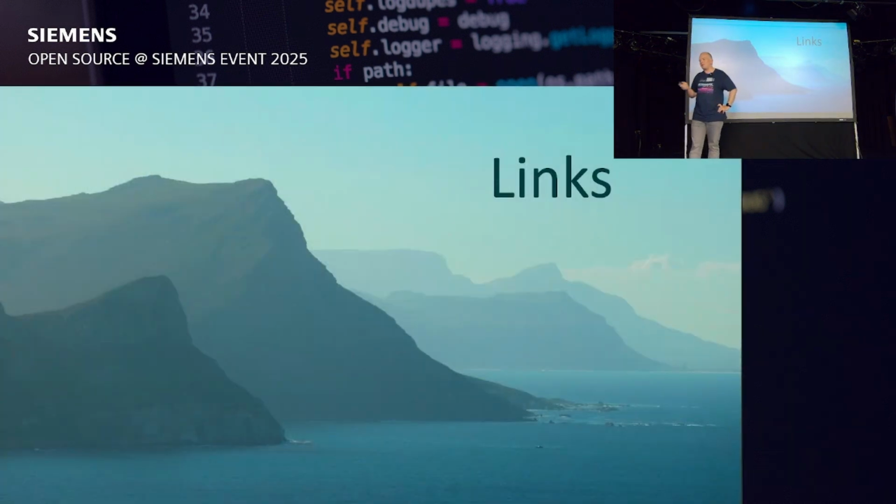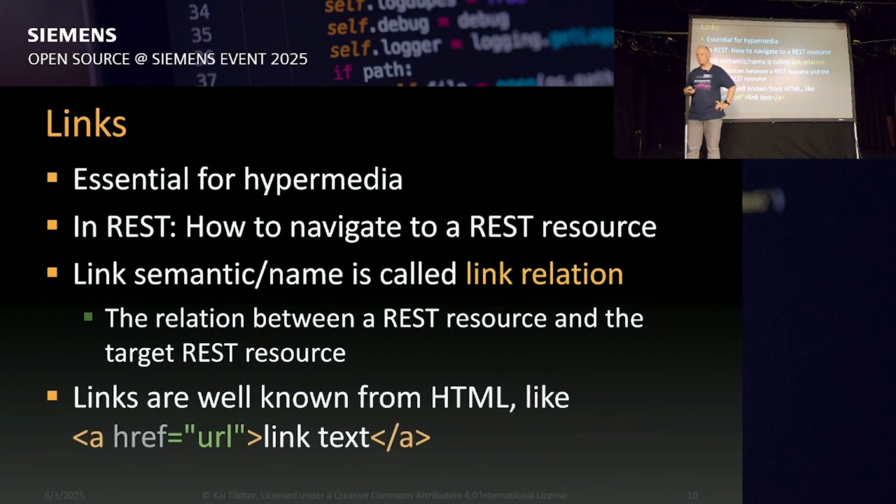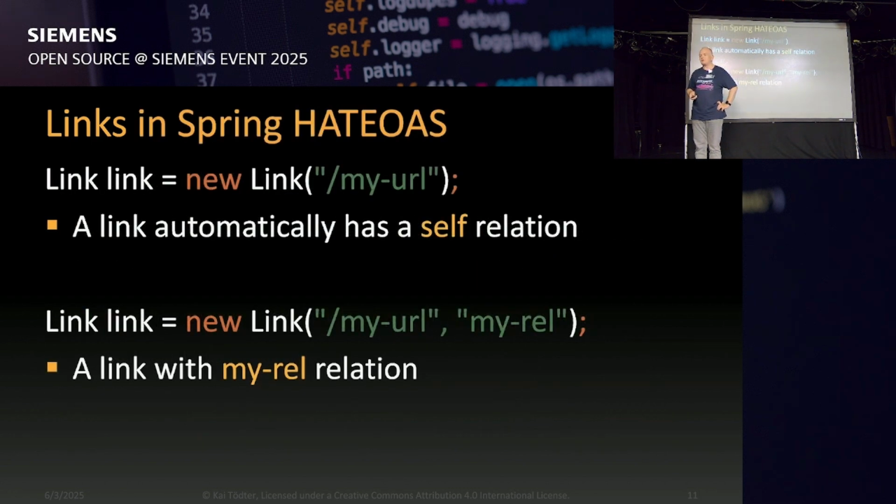So the key thing of Spring HATEOAS are links. You all know links from the web, and here in programming it's basically the same. So you can create a link in Java, and I mean you don't have to be an experienced Java programmer. This is very much the same in each programming language. So you create a new link object, and if you don't do anything, it's a self-link automatically, or you can give it a name, or in hypermedia, it's called a link relation, as a second parameter.